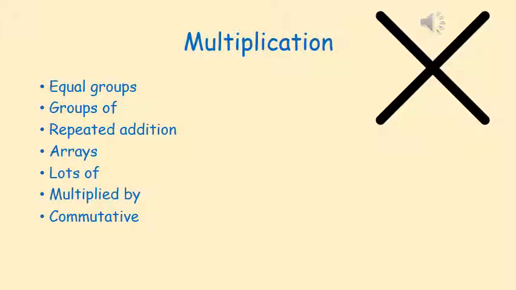So we are currently learning about multiplication. Can you remember what the multiplication symbol looks like? That's right, it looks like this. We've looked at equal groups, groups of, repeated addition, arrays, which we're going to look at again today, lots of, which again we're going to touch on, multiplied by, which is a new one, and the word commutative comes up again, and that's very important in today's lesson.